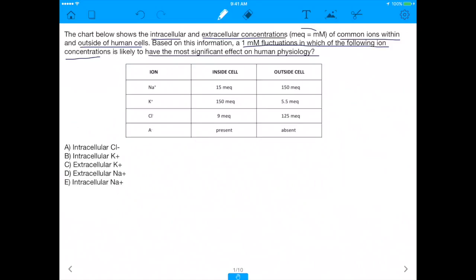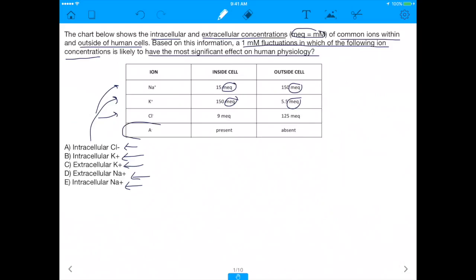And by the way, in this chart, you'll see the units being MEQ. MEQ is basically the same thing as millimolar. It's just that because I found this chart online, they use MEQ. Nevertheless, I want to know: intracellular chloride, intracellular potassium, extracellular sodium, or intracellular sodium. If you now take all of these ions and you go back to the tables, and you have a fluctuation of 1 or 2 millimolars above the standard range, which one is going to be the most significant? That's my question to you.